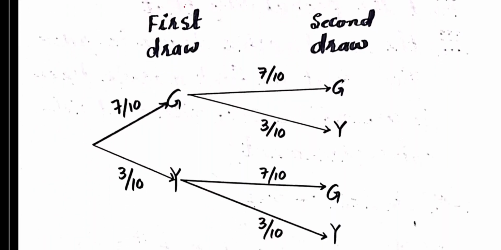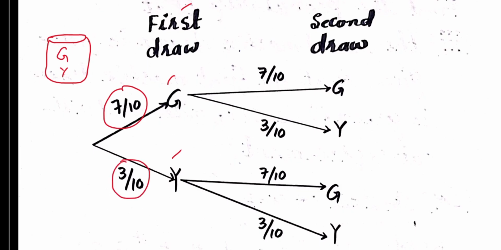This is my first draw. When you pick a marble from the bag, this bag has either green or yellow marbles. So when you pick a marble from this bag, either it will be green or it will be yellow. So at the first draw, you have only two possibilities. The probability of green marble is 7 by 10 and the probability of yellow marble is 3 by 10, because green marbles are 7 and yellow marbles are 3 here.